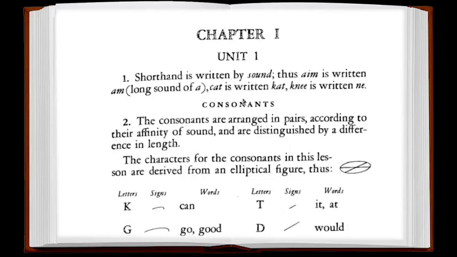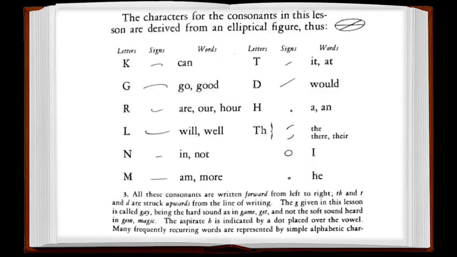Chapter 1. Shorthand is written by sound, thus aim is written AM, long sound of A. Cat is written KAT, knee is written NE. Consonants. 2. The consonants are arranged in pairs according to their affinity of sound and are distinguished by a difference in length. The characters for the consonants in this lesson are derived from an elliptical figure. Each of these letter signs are often also brief forms or abbreviated words.